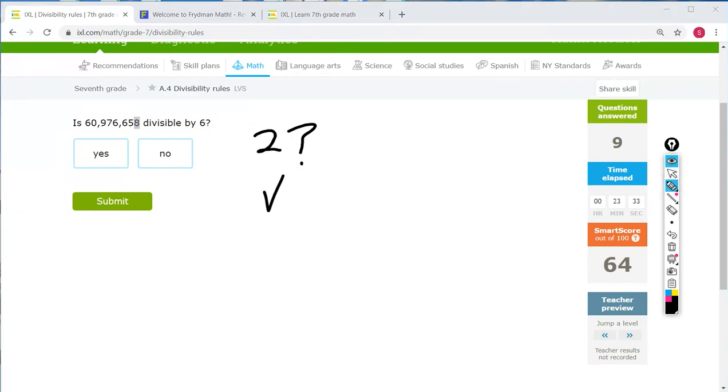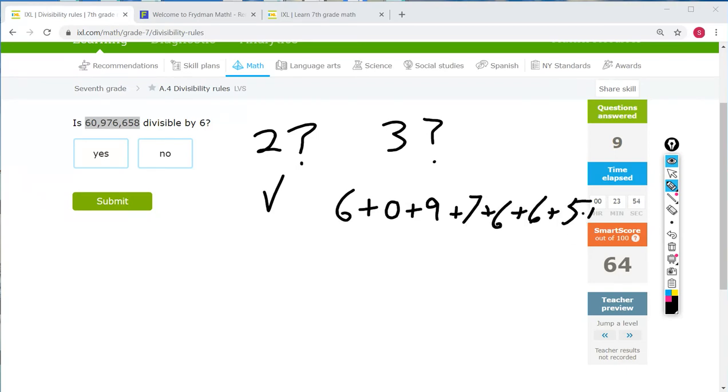But I also have to check, is it divisible by 3? And in order to do that, I'm going to have to add up all of these digits. So let's do that. 6 plus 0 plus 9 plus 7 plus 6 plus 6 plus 5 plus 8. Let me just check. Did I copy that correctly? Because if I didn't, I might be in trouble. 9, 7, 6, 6, 5, 8. Yeah. All right.